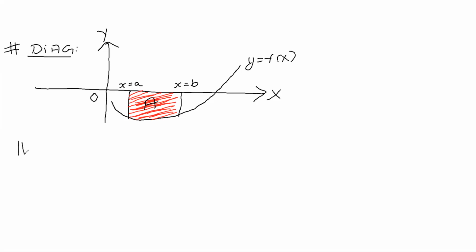So in this case, all of us know area can never be negative. So it will be the modulus of the integral, as x goes from a to b, of the function f of x with respect to x.